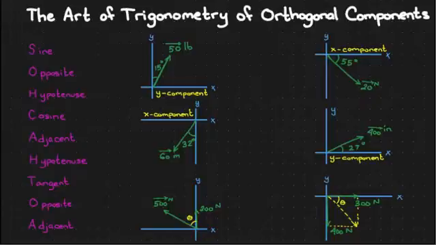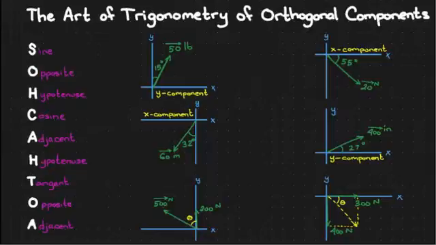The SOH in SOHCAHTOA is for sine, by definition opposite over hypotenuse. The CAH is for cosine, by definition adjacent over hypotenuse. And TOA is for tangent, of course, by definition opposite over adjacent. I've got 6 problems. Let's look at the first one.